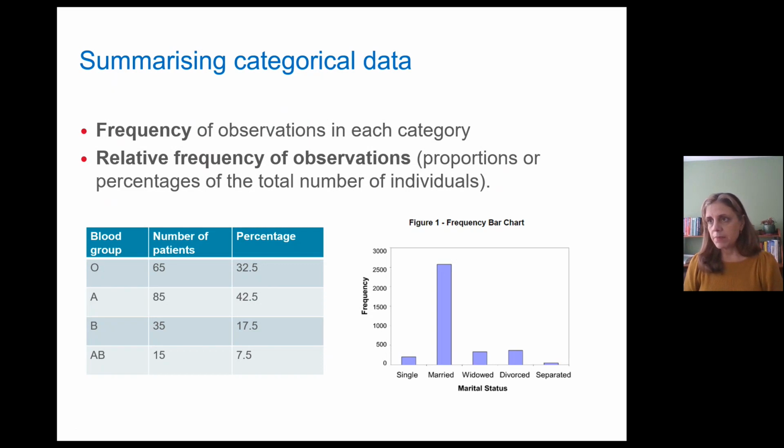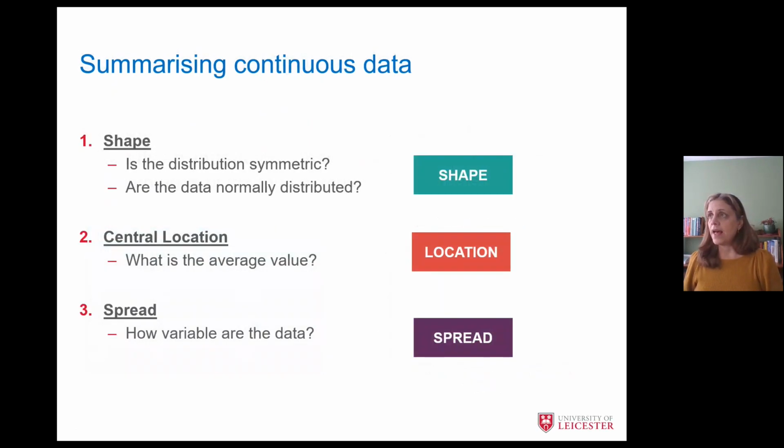So you can see here the example for the blood group. We've got the number of patients with each blood type, and we've got the percentage. And the percentage really helps you to see what proportion of individuals fell into each category. So categorical data is fairly easily reported just with numbers and percents.